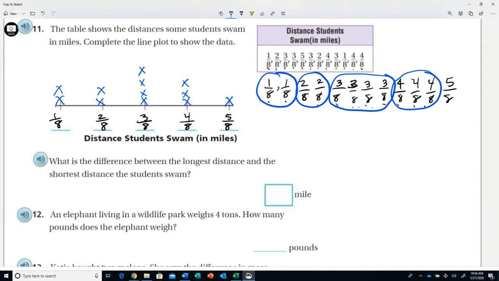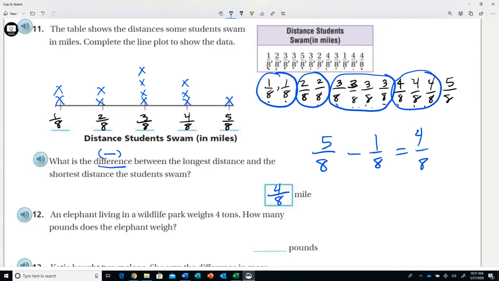It says, what is the difference between the longest distance and the shortest distance the student swam? Well, our longest distance was 5/8 of a mile minus our shortest distance, which is 1/8 of a mile. Difference meaning subtraction. So I would have 4/8 of a mile, which is half a mile. Not too bad. Question 11, pretty simple, straightforward.